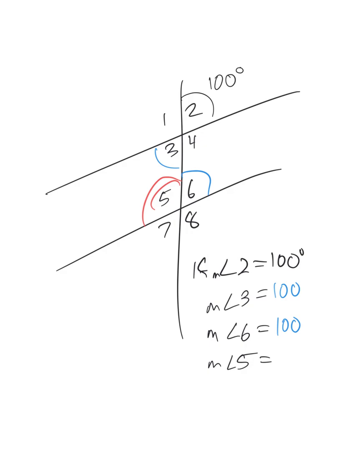Angles, you could do angle 6. Angle 2 and angle 6 are corresponding. Angle 5 and angle 6 are a linear pair. Angle 2 and angle 3 are vertical angles, and 3 and 5 are consecutive, which is the same thing as a linear pair, except they don't form a straight line there. They're still supplementary. Okay, so supplementary means what? 180, so what is angle 5? 80 degrees.